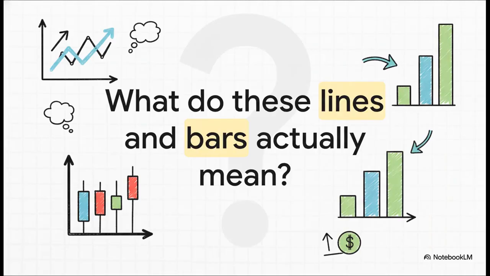So, have you ever seen something like this and just thought, what on earth is going on here? It looks like a secret code, right? A jumble of lines, bars, colors. But trust me, there's a method to the madness, and it's actually way simpler than it looks.